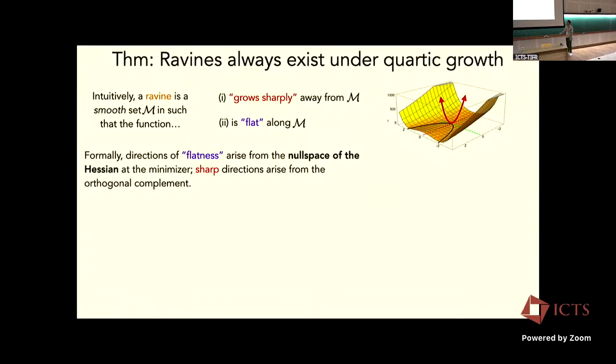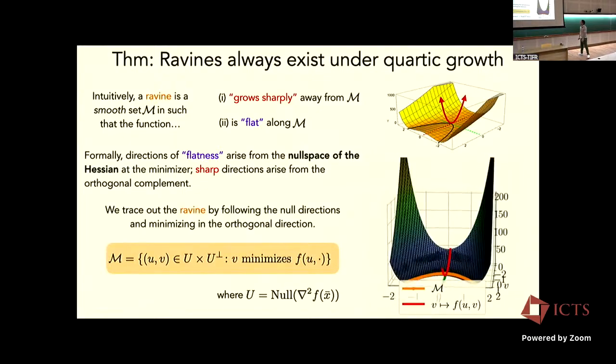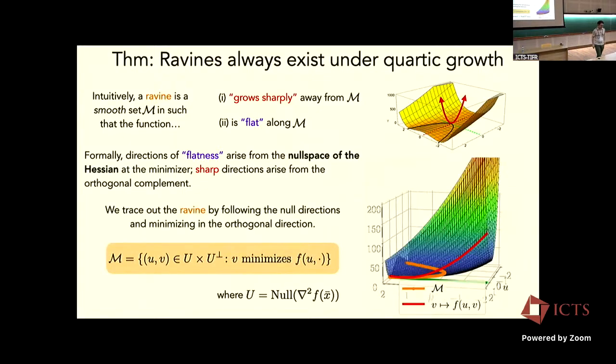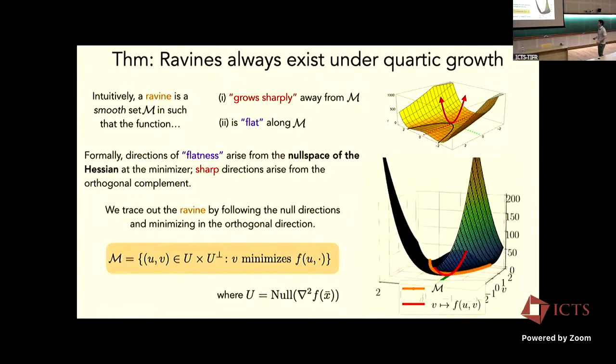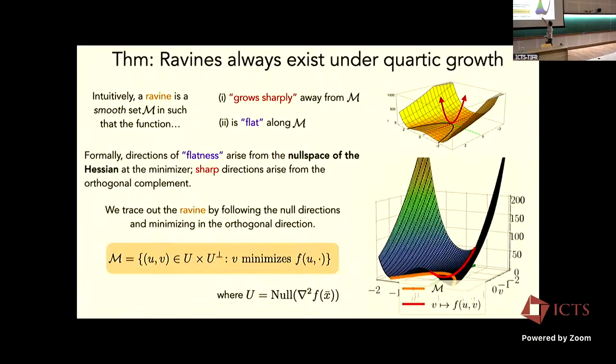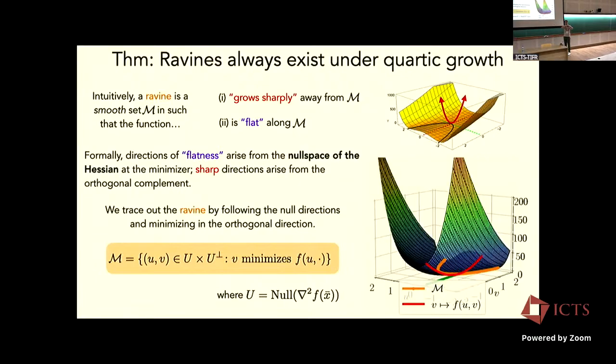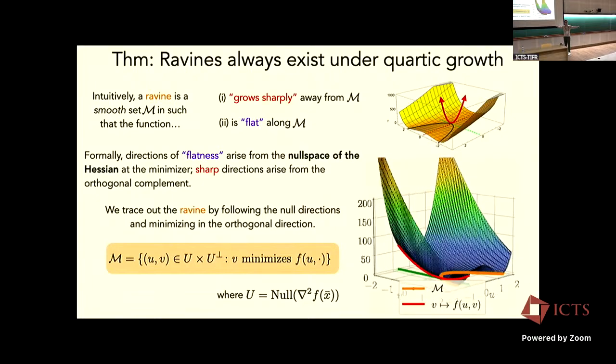Now, that's the sketch of where they would come from, but it doesn't tell you how to build the ravine. So to build the ravine, let me show you how to trace it out at least. Okay, so here's the function we've been looking at. If you look along the u-axis here, those are the directions in which the function is flat. That's the subspace parallel to the null space of the Hessian.